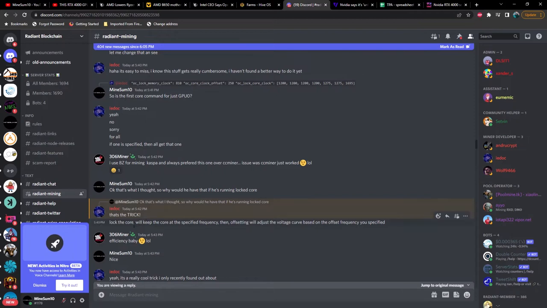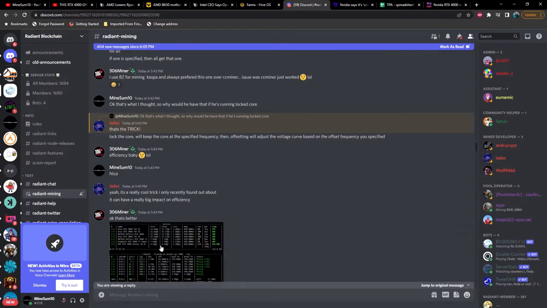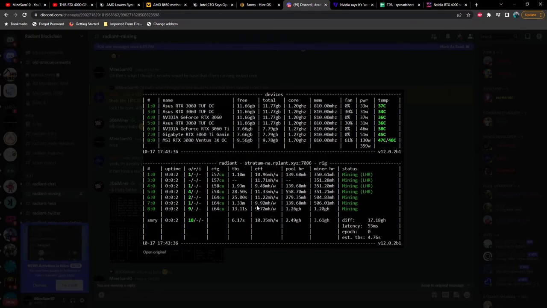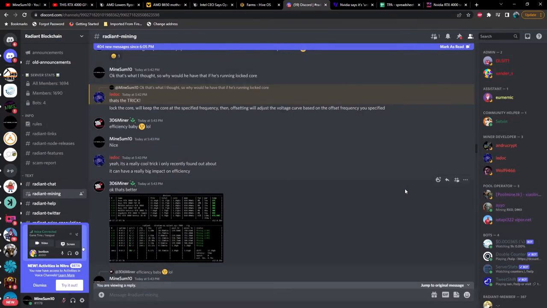And he replies, that's the trick. Locking the core will keep the core at the specific frequency. Then offsetting will adjust the voltage curve based on the offset frequency you specified. And 306 Miner chimes in here, efficiency. So essentially what's going on here is an incredible amount of efficiency.